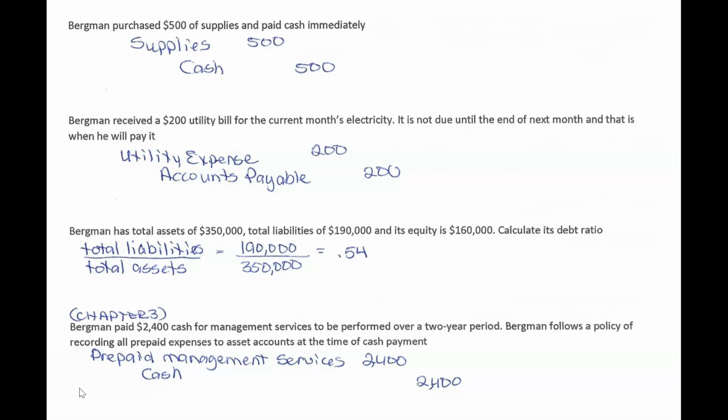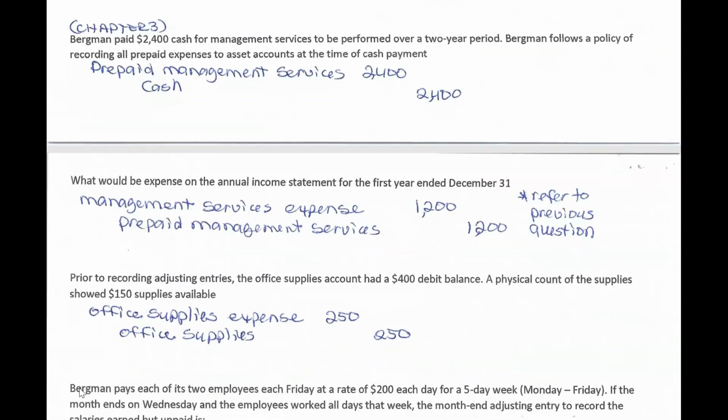Okay, so when you divide these two numbers, you get a debt ratio of 0.54. That means they owe more money than what they have assets for. 54% of what they earn goes directly to the bills that they have. Okay, that's it for chapter 2. Now we're going to go on to chapter 3.